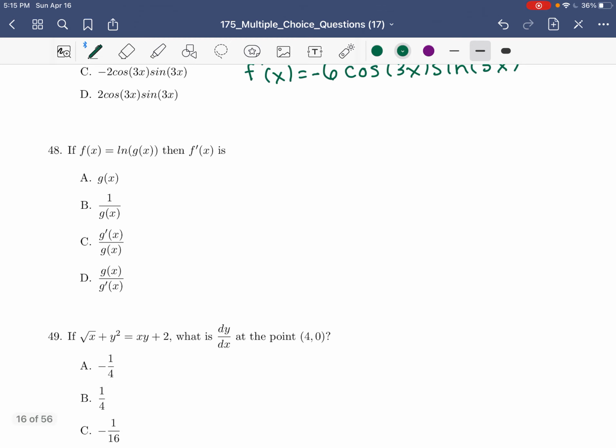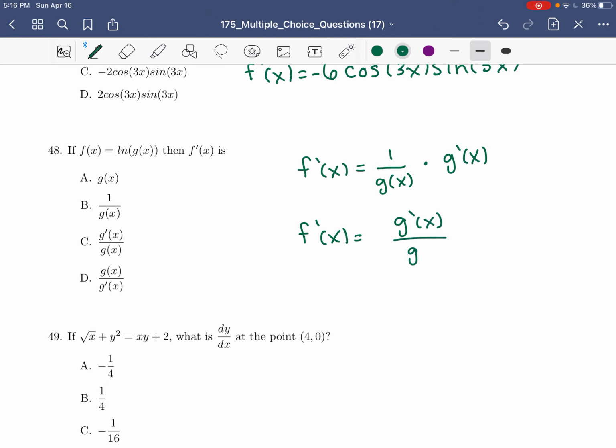Okay, 48, we have natural log of g of x. So it's a function inside of another function, meaning I need chain rule. Derivative of my outside function is natural log, so we know it's going to be 1 over x, or in this case, 1 over g of x, times the derivative of the inside function, so times g prime of x. So that's none of my answer choices, but I can simplify this to make it g prime of x over g of x if we just multiply those two. So our answer here is going to be C.